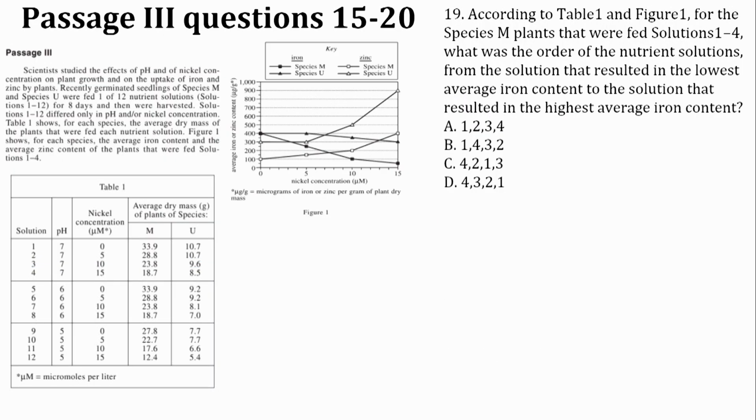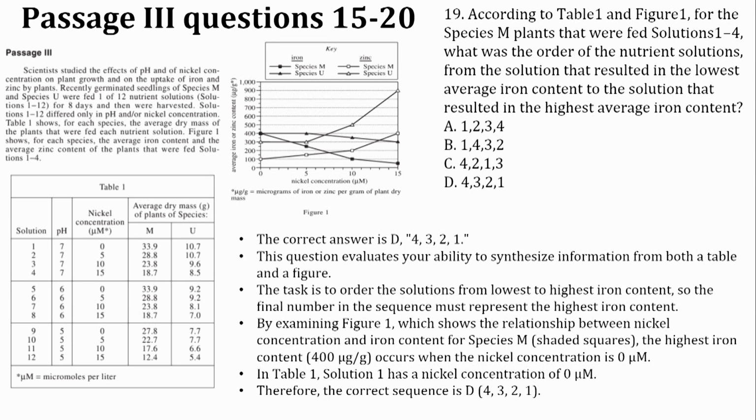All right, let's keep this going. Here's 19. According to Table 1 and Figure 1, for the species M plants that were fed Solutions 1 through 4, what was the order of the nutrient solutions from the solution that resulted in the lowest average iron content to the solution that resulted in the highest average iron content? The correct answer here is D, 4, 3, 2, 1.